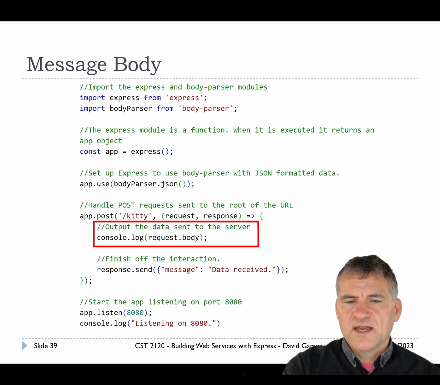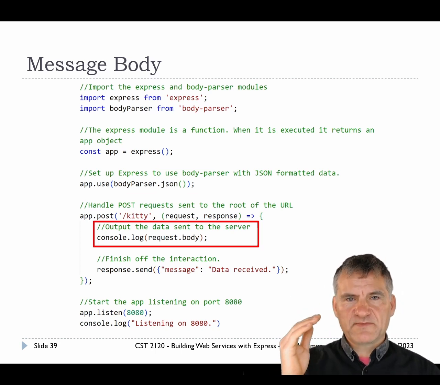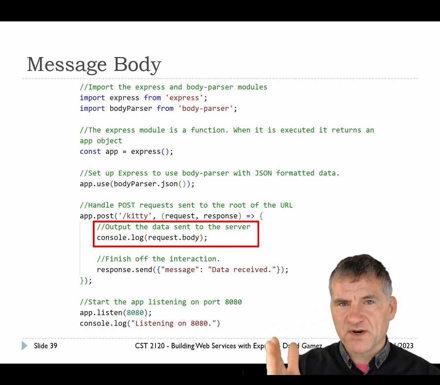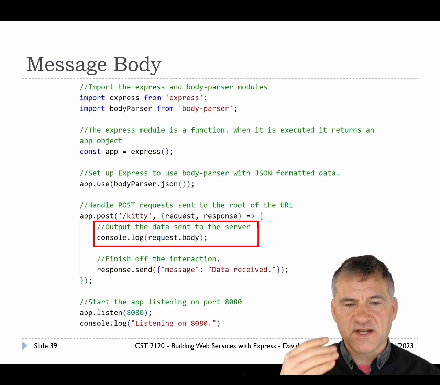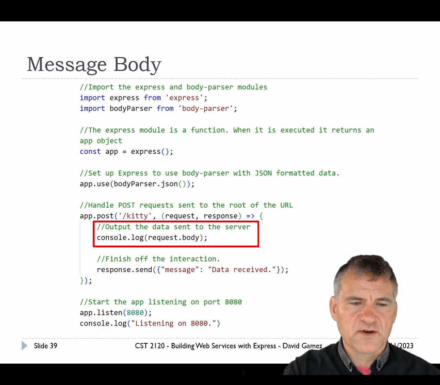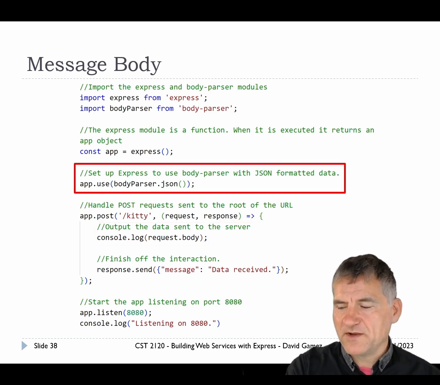And then what we can do, once we've set up Express to be able to read JSON formatted data from the body of the message, is that the request body will contain the body of the message, and if I send it in JSON, it'll be available in JSON. So what I've got here is I'm just outputting the contents of the message sent to the server, and this is a post request here.